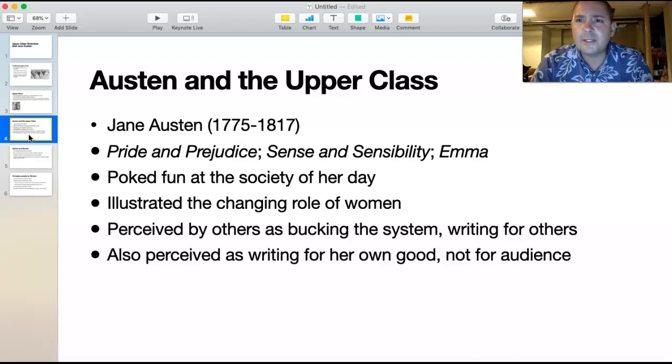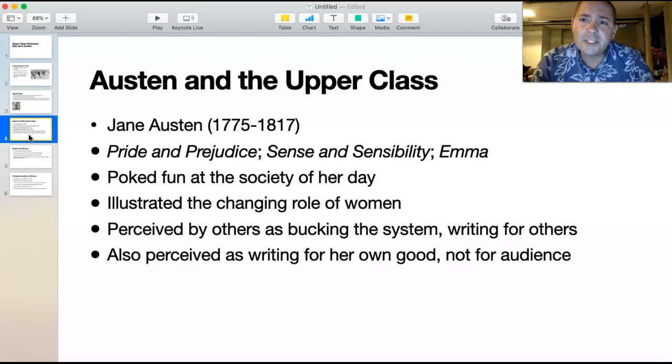One of the things that's important to see, and in the reading for this lecture, you noticed, I hope, is that she herself is perceived as bucking the system. The fact that she is seen as writing for others is seen as a way that she is not conforming to the role of women of her day. But in another perspective, she was seen as just writing for her own good, a woman who didn't mean her books to become public. These were just the trivial writings of a woman.